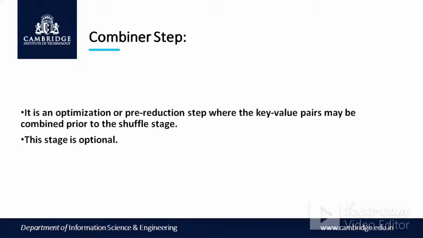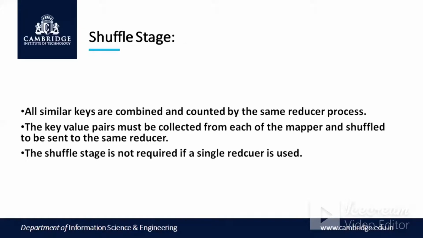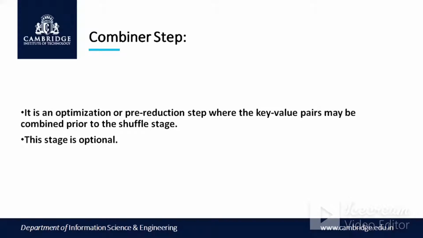What does this combiner step do? It combines all the key value pairs in this step. This stage is optional. It depends on the mapper and reducer function you are using, and for which application you are going to apply it. If it is a word count program, this stage is required because there are key value pairs. Keys are nothing but the words, and value is nothing but the number of occurrences of that particular word. So we require this combiner step when your application is word count.